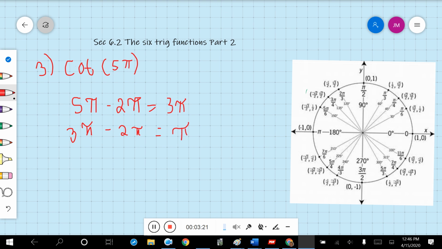Okay, so in order to find cotangent, we have to find tangent first. So we're going to look for the tangent of pi, since pi is coterminal with 5 pi, so it's right here. So what's the tangent? The tangent is the y over the x. It's 0 over negative 1. So now we have to reciprocate that for the cotangent. So it would be negative 1 over 0, which is undefined because you can't divide by 0.